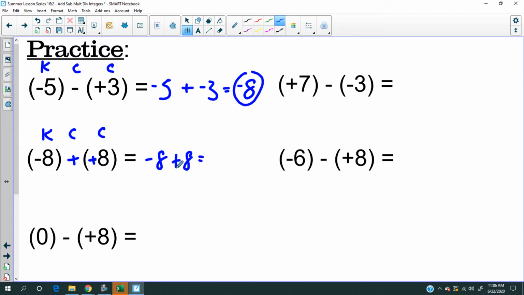Now, it looks like you're adding, right? What do you do when you add with different signs? What's the rule again? Right, subtract them and keep the sign of the larger number, so it's a 0. Another one. Again, keep, change, right? Keep the 0, change this to a plus, change the +8 to a -8. In other words, what's 0 minus 8? That's what this really means.